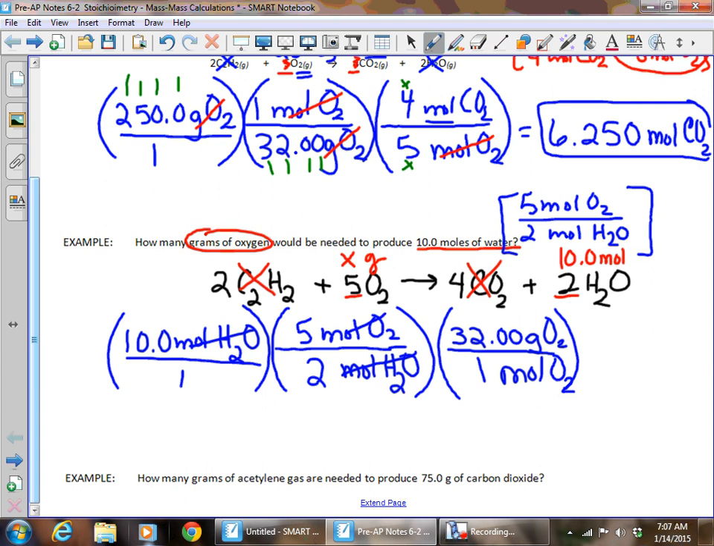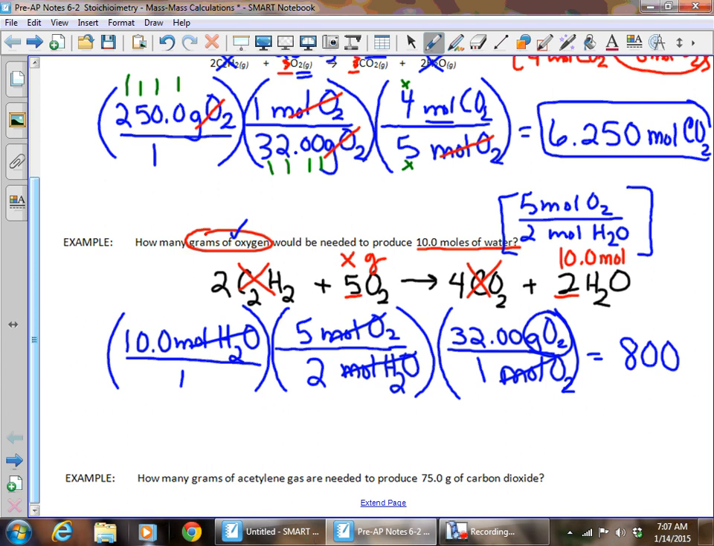So that's going to cancel moles of oxygen. I'm left with grams of oxygen, which does indeed match our unknown, what we circled up above. And when I take 10 times 5 divided by 2 times 32, I get an even 800.